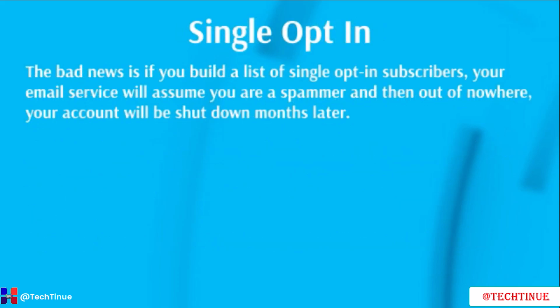So what we found is 3 out of 9 times, or even more, sometimes even a half, most people will enter a fake email. So the bad news is if you build a list of single opt-in subscribers, your email service will assume that you're a spammer, and then out of nowhere, your account will get shut down months later. Or worse, you can continue emailing them, but all these different email service providers, or what we call ESPs, like Gmail, AOL, and more, they will start listing you and blacklisting you as a spammer.